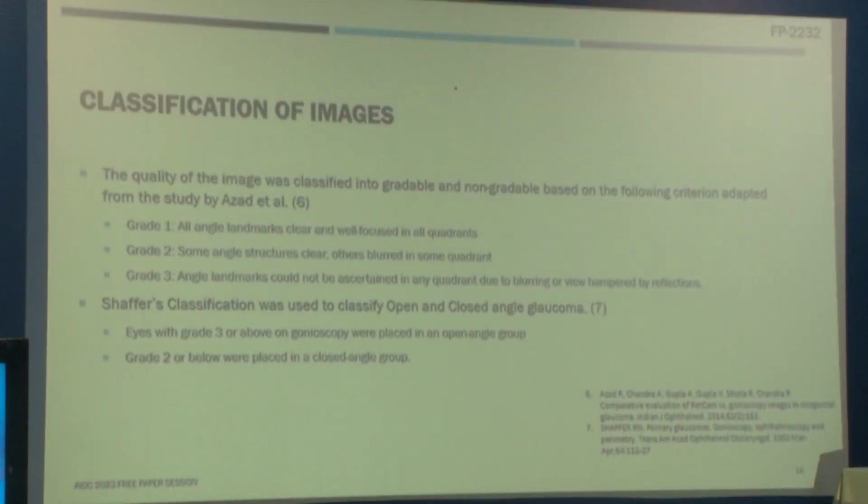The quality of the image was classified into gradable and non-gradable based on the following criteria adapted from Azad et al. This was a study where ROP imaging was done using a smartphone, and we took the same criteria, where landmarks were identified and how clearly they were visible. And Scheie's classification was used to classify open and closed angle glaucoma.